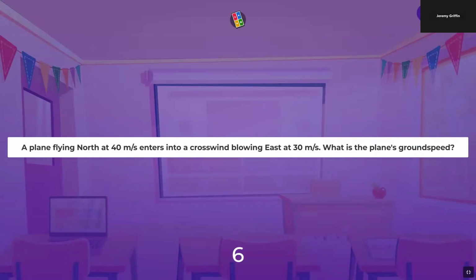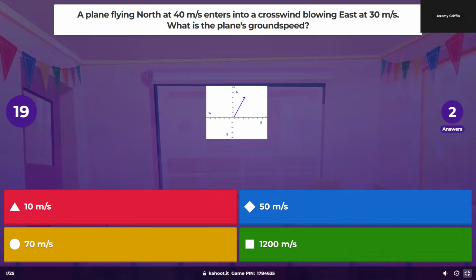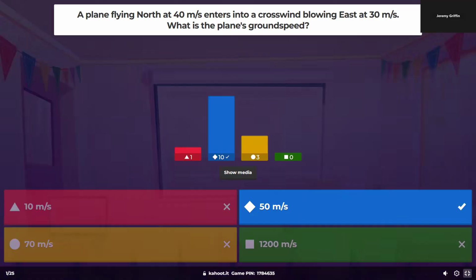A plane flying north at 40 meters per second enters a crosswind blowing east at 30 meters per second. What's the ground speed? Well, I know, the triangle. 50 meters per second. Look at that.